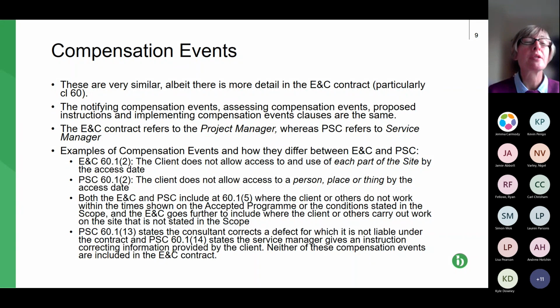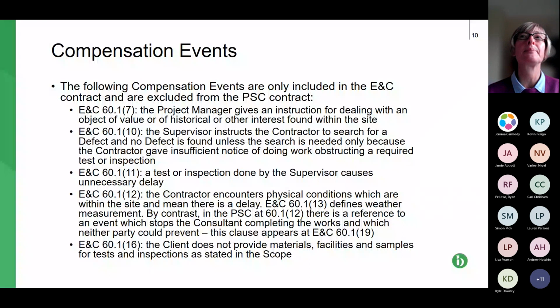Also, professional services contract compensation event 13 states that the consultant corrects a defect for which it is not liable under the contract, and professional services contract compensation event 14 states that the service manager gives an instruction correcting information provided by the client. Neither of these compensation events will be unfamiliar, as they are in your construction contracts.